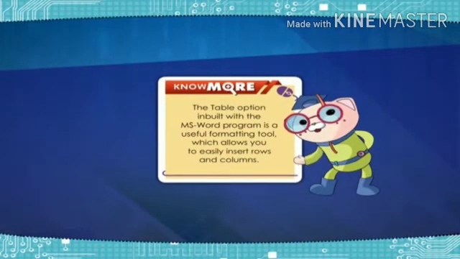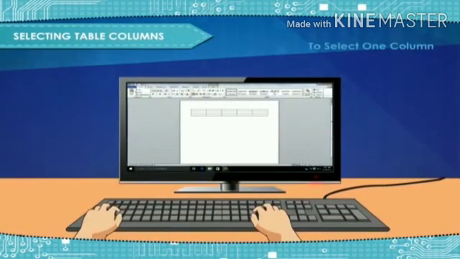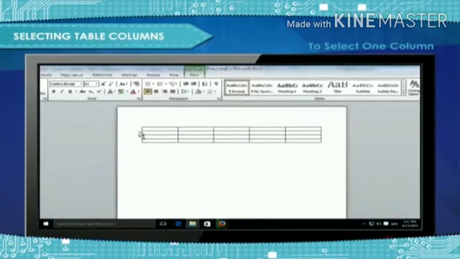The table option inbuilt with the MS Word program is a useful formatting tool which allows you to easily insert rows and columns. Selecting table columns. To select one column, position the cursor just above the column until it becomes a black arrow. Click once and the column is selected. To select more than one column, click above the column, hold down the mouse button and drag across the columns. Release the mouse button.